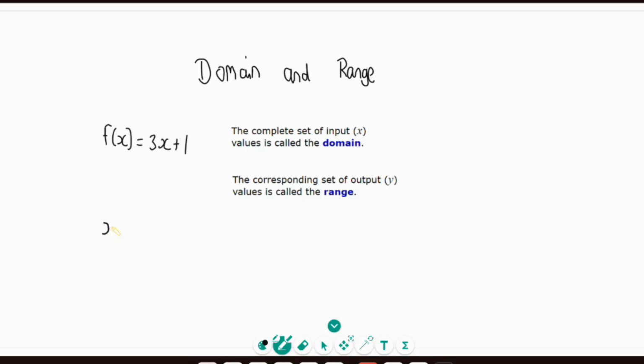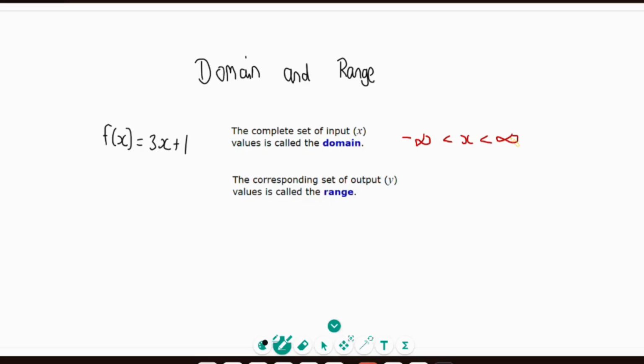Well, x could be 5. We could put 5 into this function, right? 3 times 5 plus 1, 16. Choose another number. x could be negative 10. 3 times negative 10, negative 30, plus 1, negative 29. Well, x could take any value, couldn't it? x can be any value from minus infinity to plus infinity. So the domain would be x between minus infinity and plus infinity.